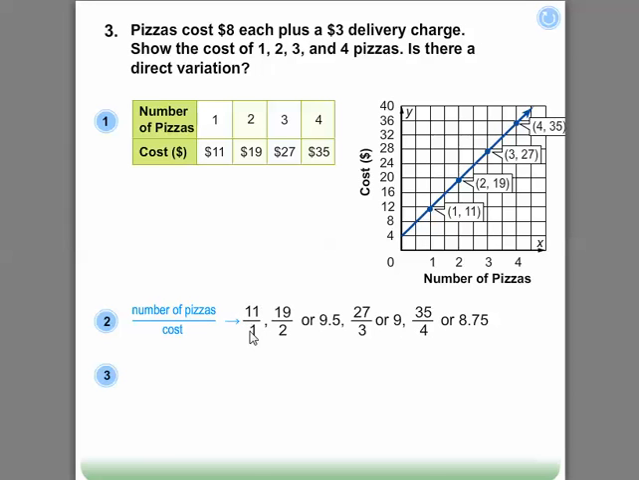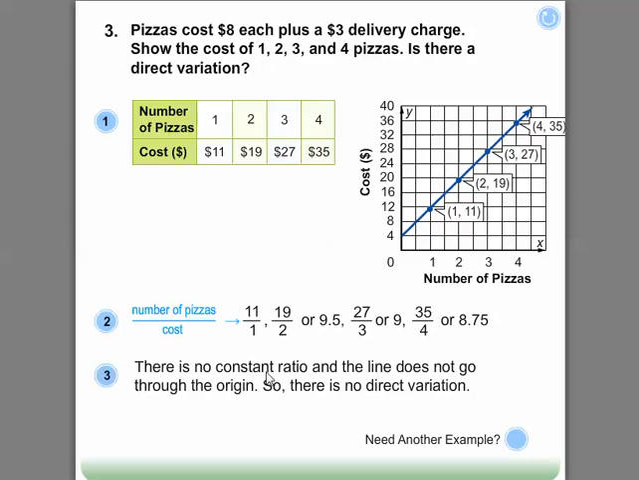And we get 11 over 1 because our first point is at 1, 11. And then we get 19 over 2. And that reduces to 9.5 over 1. And so we know we don't have a proportion already because 9.5 over 1 is not equal to 11 over 1. So we don't even have to figure out the rest of these. So there is no constant ratio and the line does not go through the origin. So there is no direct variation. If you don't have a proportion, then you can't have a direct variation.